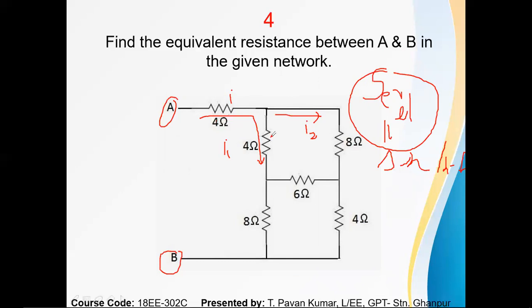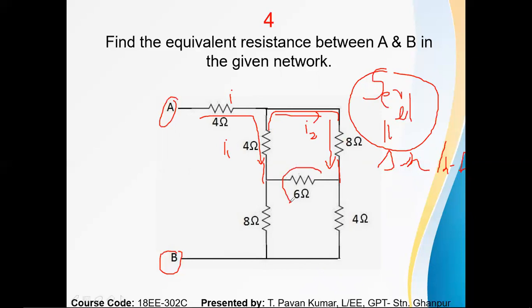This is finished. Next, what about these 4 ohms and 8 ohms? Are both in parallel because opposite currents are flowing, here I1 and here I2? Are 4 and 8 in parallel? No. Why? Because one terminal of these two is connected at this point, but the second terminals of the 4 and 8 ohms are not connected to the same point.